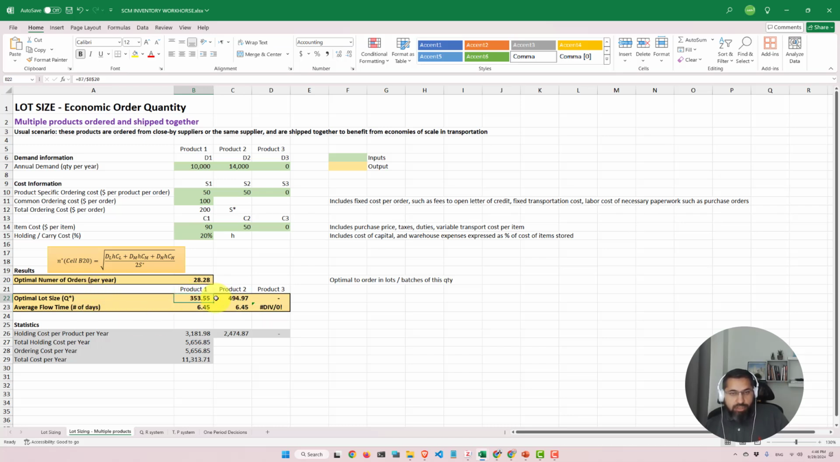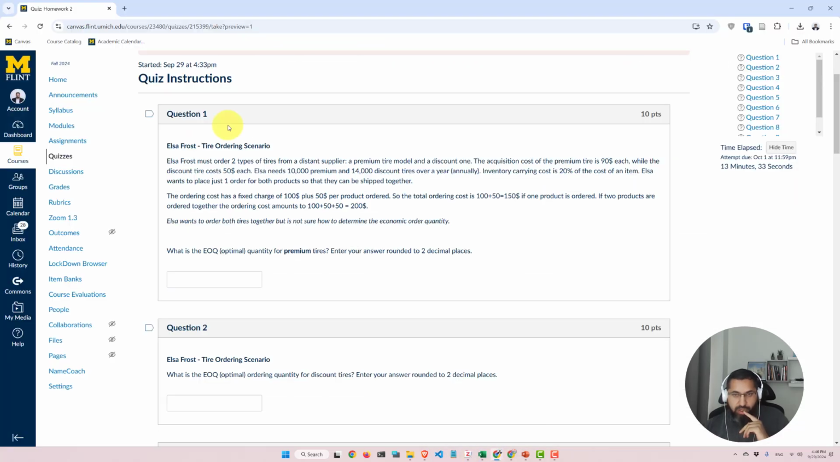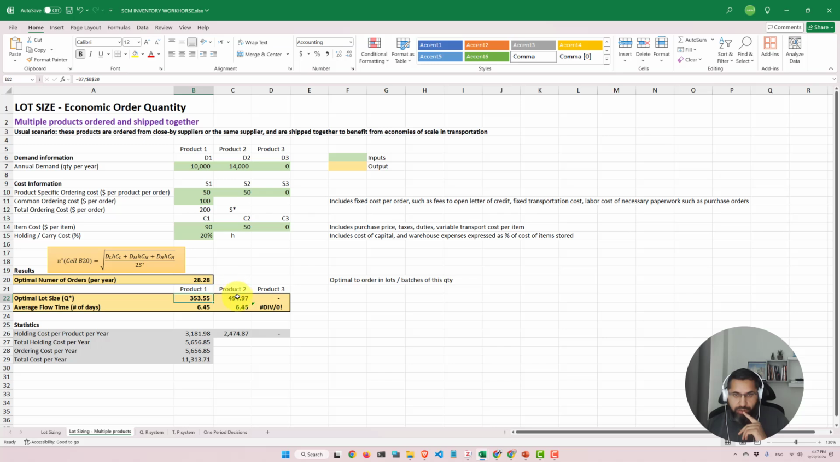So the optimal lot size for premium tires, product 1, is given right here. So let's take this and put it into our homework. 353.55. So 2 decimal places, that'll be 353.55. And then for discount tires, it is computed alongside the other calculation right here. That's going to be 494.97.